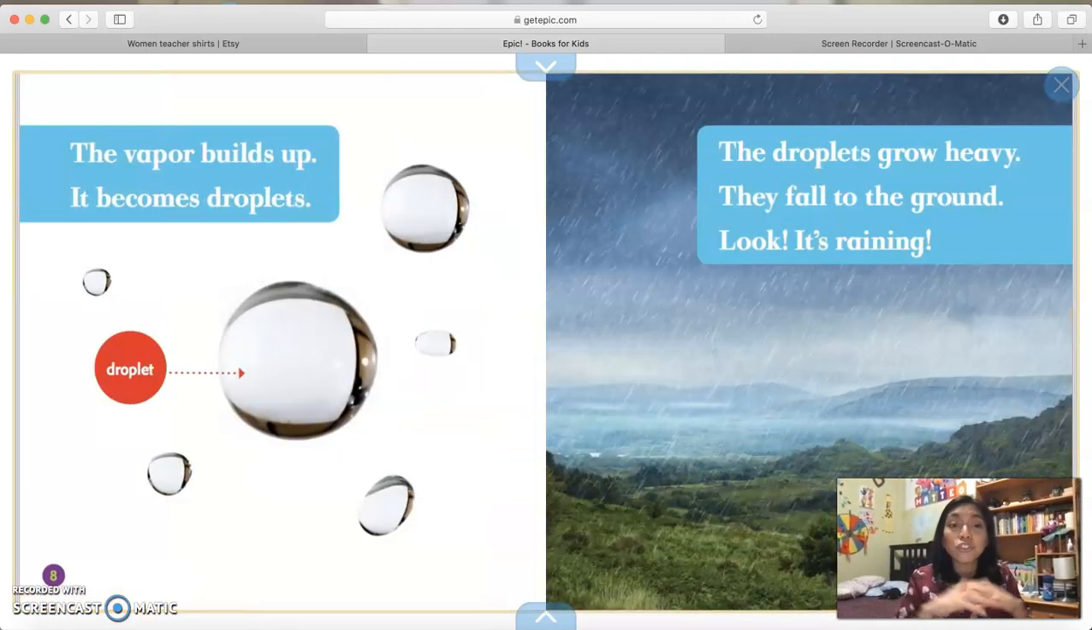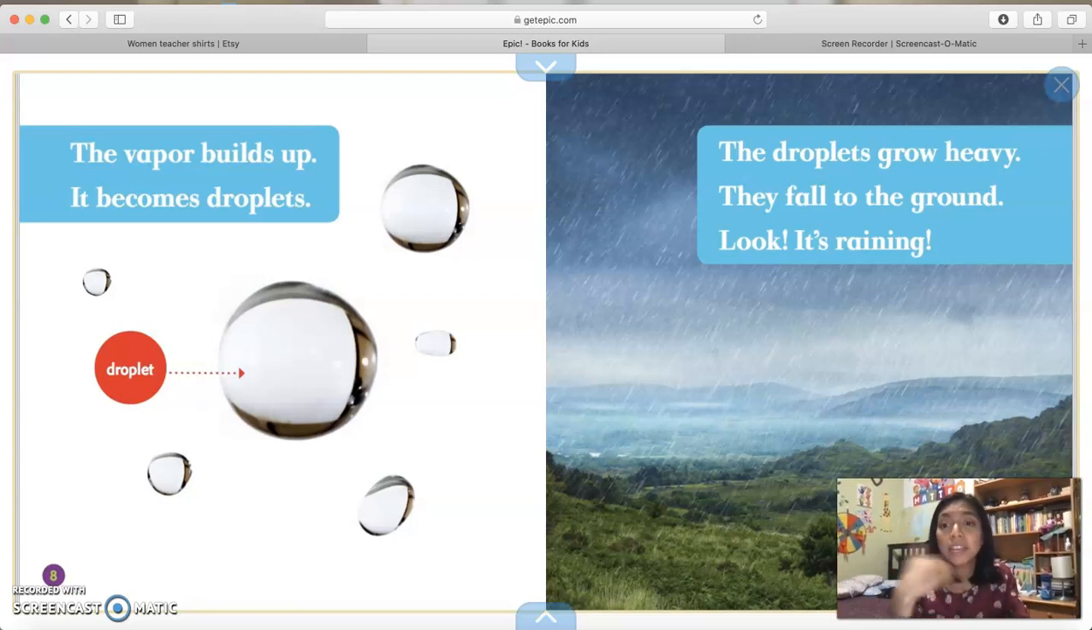Now let's turn to the next page. So the vapor, right? The water vapor builds up. It becomes droplets, and those are the droplets right there. The droplets grow heavy. They fall to the ground, and look, it's raining. So the water vapor goes up into the sky. It forms these clouds. The clouds have all of these water droplets, right? And when the clouds are way, way too heavy, they have to fall. So they fall as rain. Remember today we said that it falls as rain, sleet, snow, or hail, depending on the weather and the season, right? So that's what we'll see coming down from the clouds.